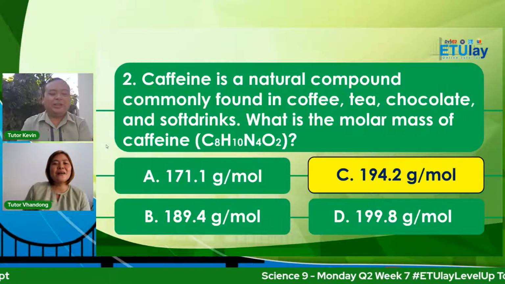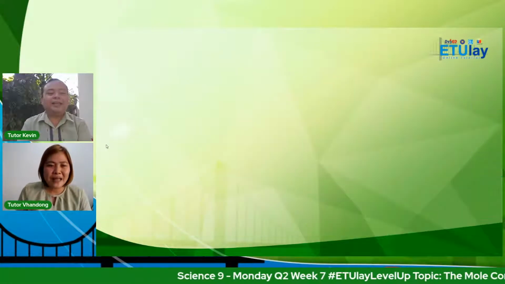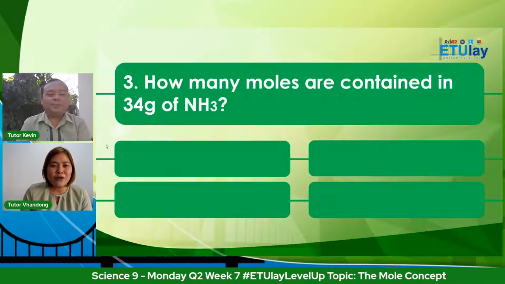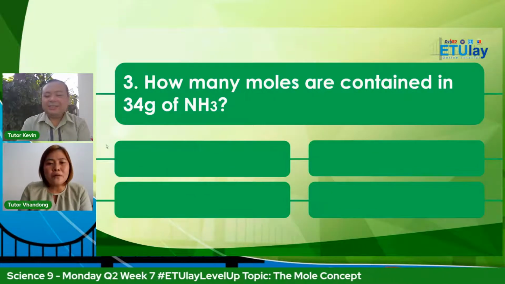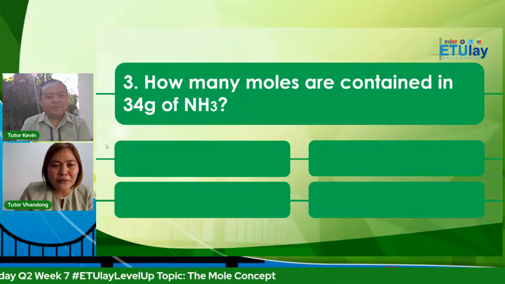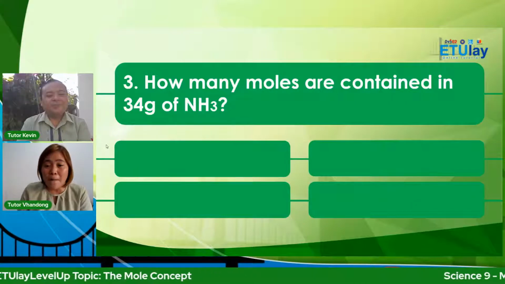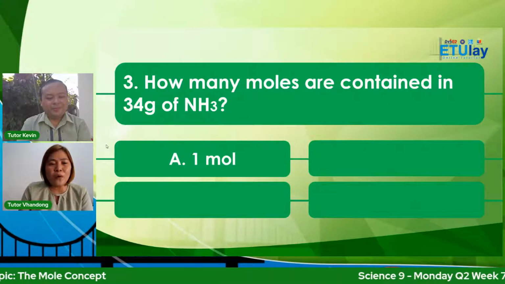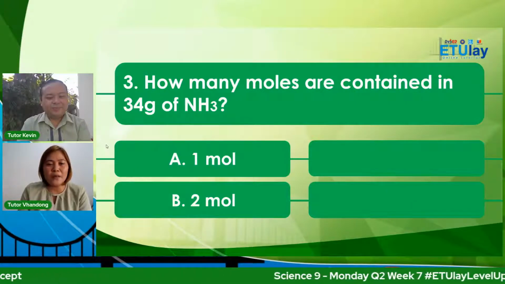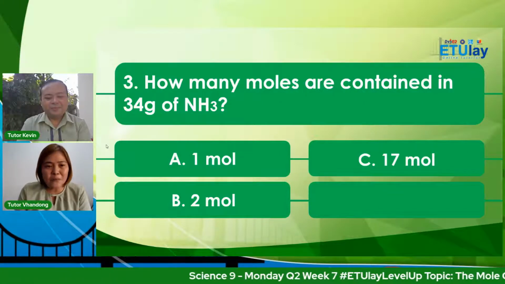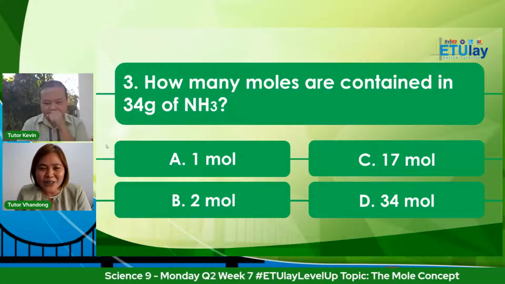Di ba? Sige, Tutor Vandong, can you do the honor for the last number? Last number. Okay, number 3. How many moles are contained in 34 grams of NH3 or ammonia? Is it A, 1 mole? Is it B, 2 mole? Is it C, 17 mole? Is it D, 34 mole?